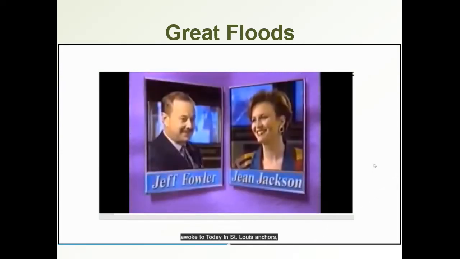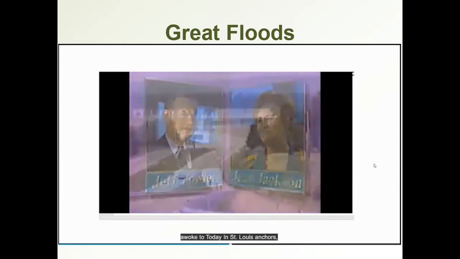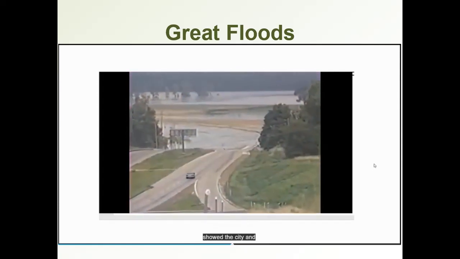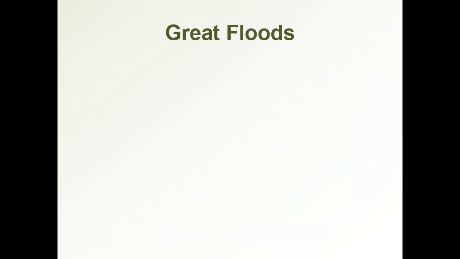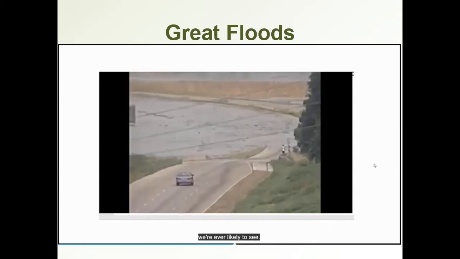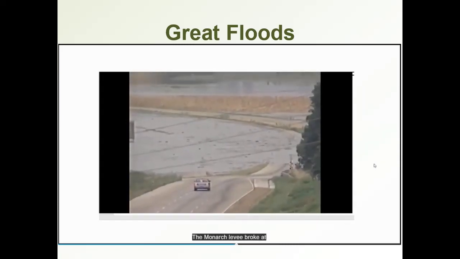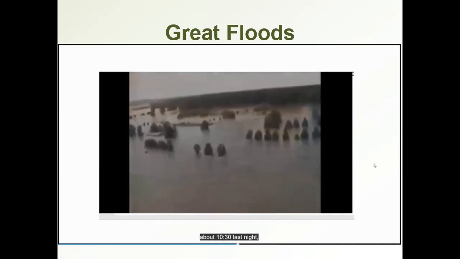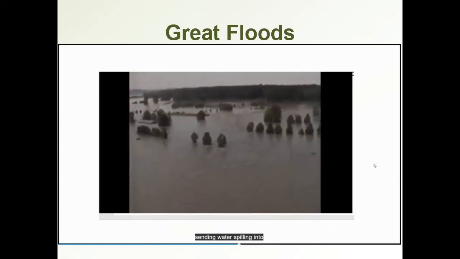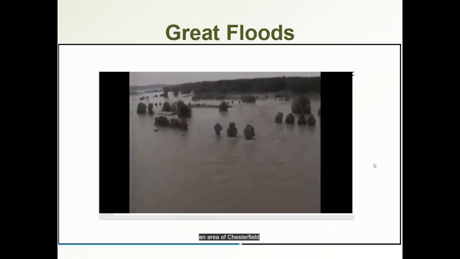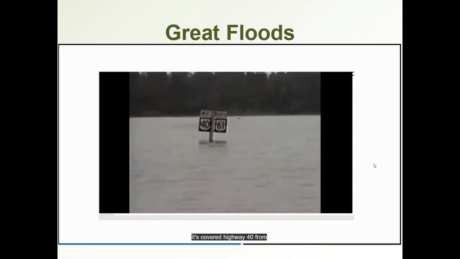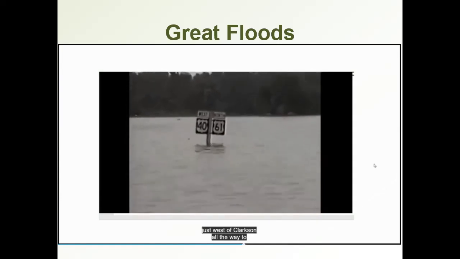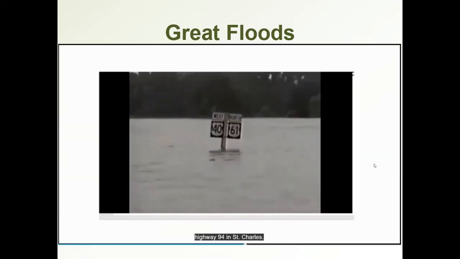The true impact of the levee break wouldn't be known until sunrise, Saturday morning, July 31st. As St. Louisans awoke to Today in St. Louis, anchors Jeff Fowler and Gene Jackson showed the city and the nation some of the most incredible pictures we're ever likely to see. The Monarch levee broke at about 10:30 last night, sending water spilling into an area of Chesterfield. It has flooded many farms. It has covered Highway 40 from just west of Clarkson all the way to Highway 94 in St.